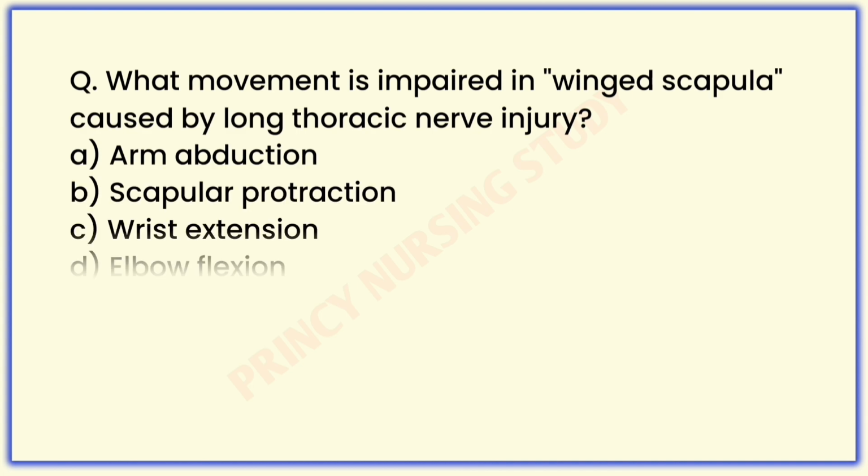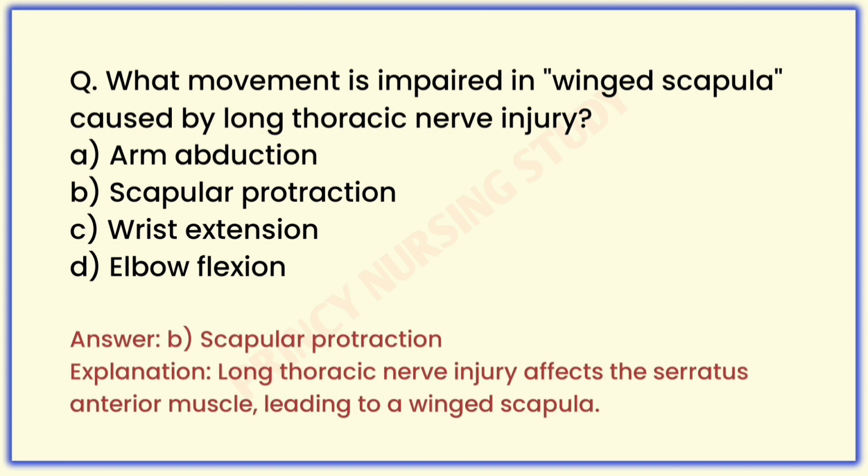Next question. What movement is impaired in winged scapula caused by long thoracic nerve injury? Correct answer is B. Scapular protraction. Long thoracic nerve injury affects the serratus anterior muscle, leading to a winged scapula.